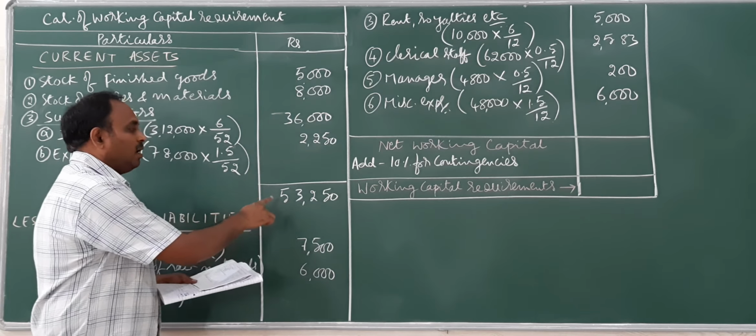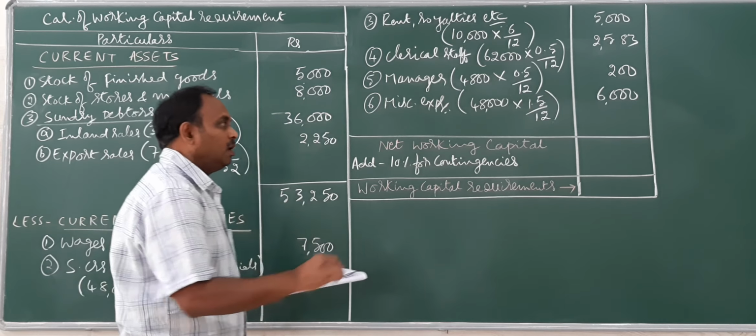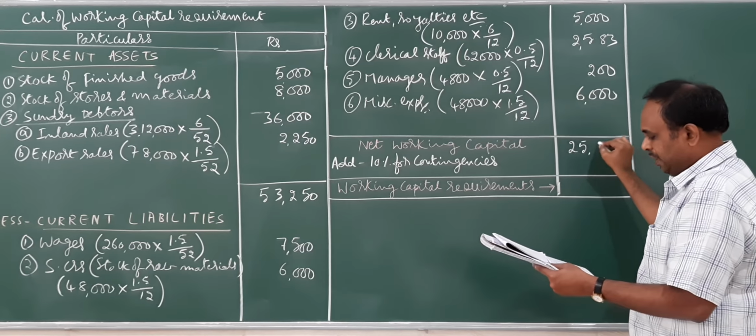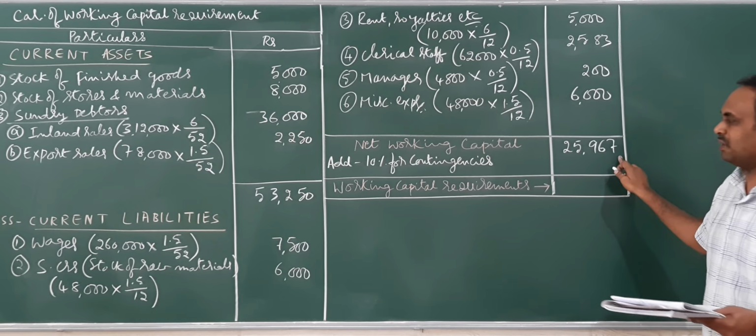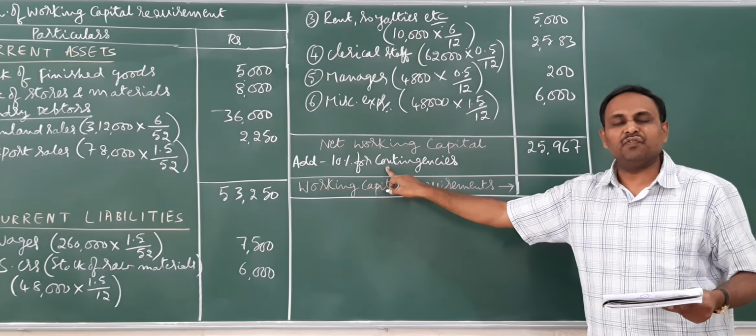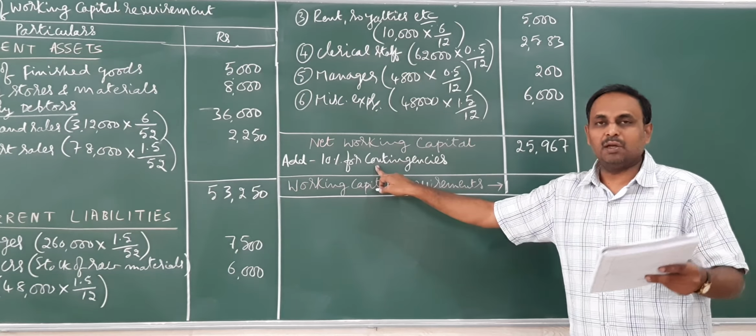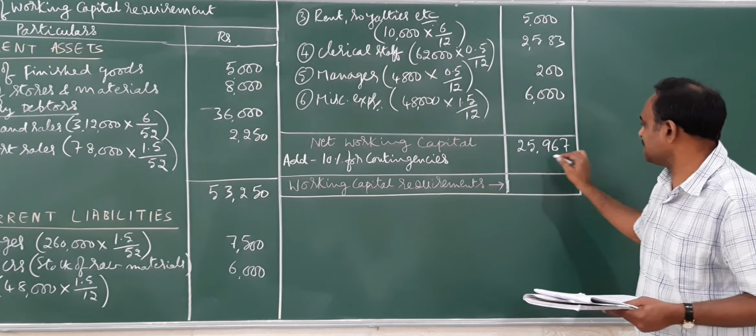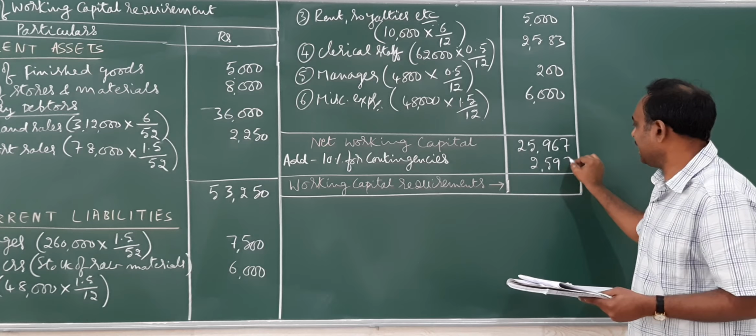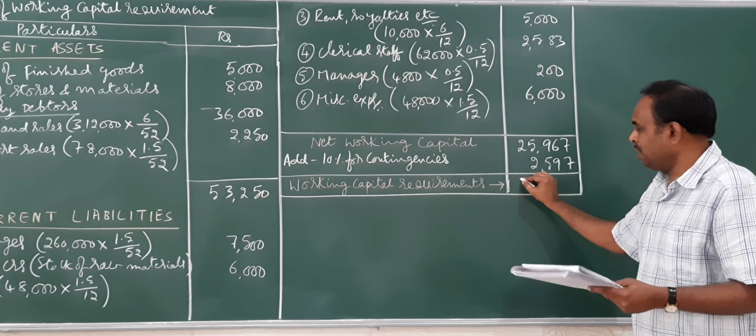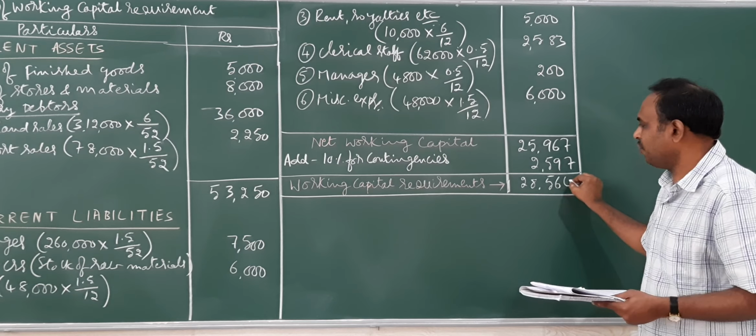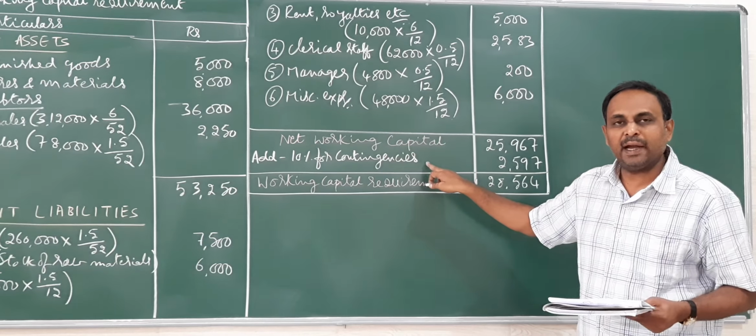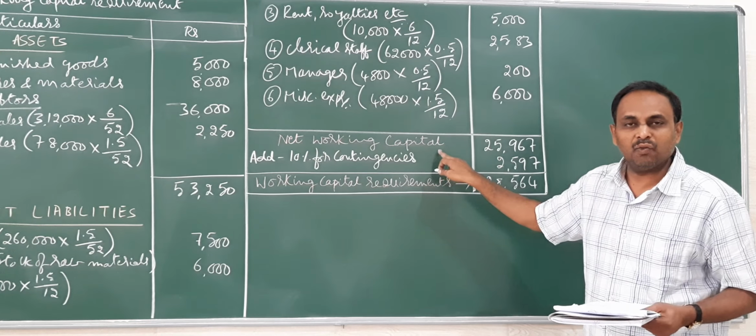So after adding current assets, we get 53,250. After deducting all the current liabilities, you are going to get 25,967. And after that, as given in the first sentence above the particulars, you have 10% for contingency. So 10% of 25,967 comes to 2597. If you add, it is going to be 28,564. That is going to be the total working capital requirement, after adding 10% contingency to net working capital.